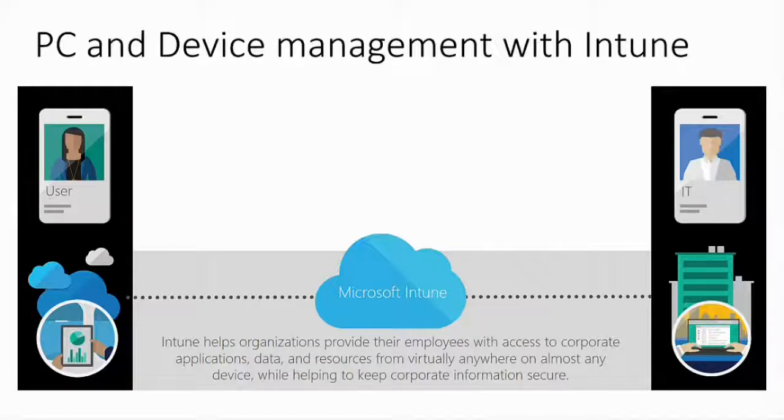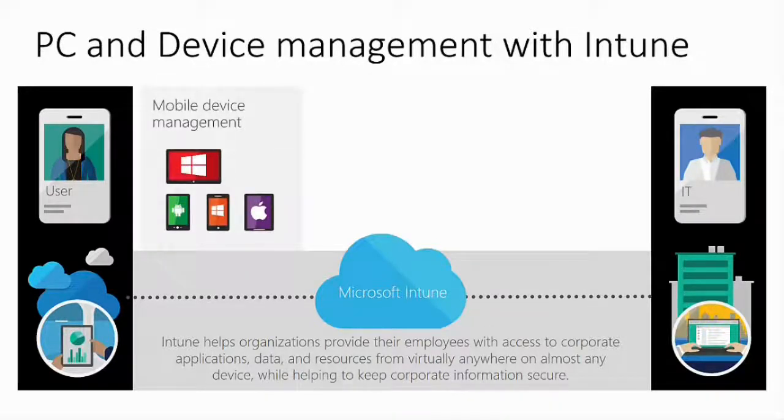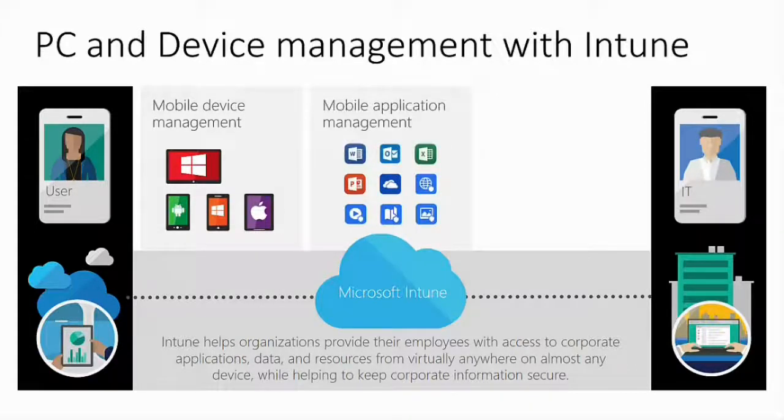So Intune helps organizations provide their employees with access to corporate applications, data, and resources from virtually anywhere on almost any device, while helping to keep corporate information secure. So what are the components here? You've got mobile device management, so you can actually manage the devices. And then you've got application management, where you're managing the applications that run on those devices. And then there's also the ability to do PC management. So the PCs that are remote or on premises, you can manage those as well with Intune.